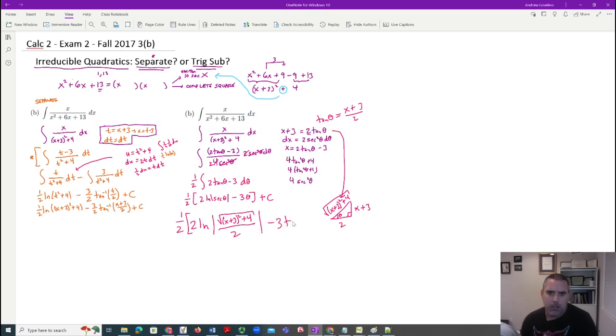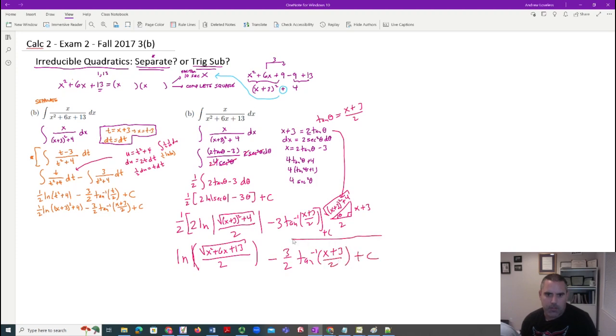Minus 3 arctangent of x plus 3 over 2 plus c. So if we distribute the 1/2, we get the log of the square root. Maybe let's clean this up. X squared plus 6x plus 13, just because I know that's what we started with. This is 2. And then we have minus 3/2 arctangent of x plus 3 over 2 plus c. So that's correct. Full points. That's correct.